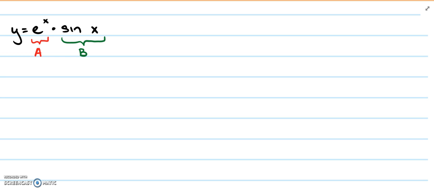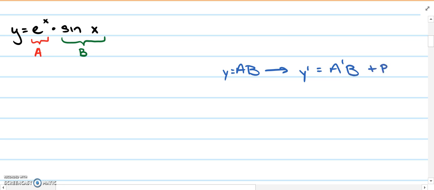Alright, so we've got an A and a B identified in this problem, e to the x times sine of x. And the basic product rule says if you have A times B, then your product rule, the derivative will end up being A prime B plus B prime A. And a long time ago, we said that the prime represents the derivative.